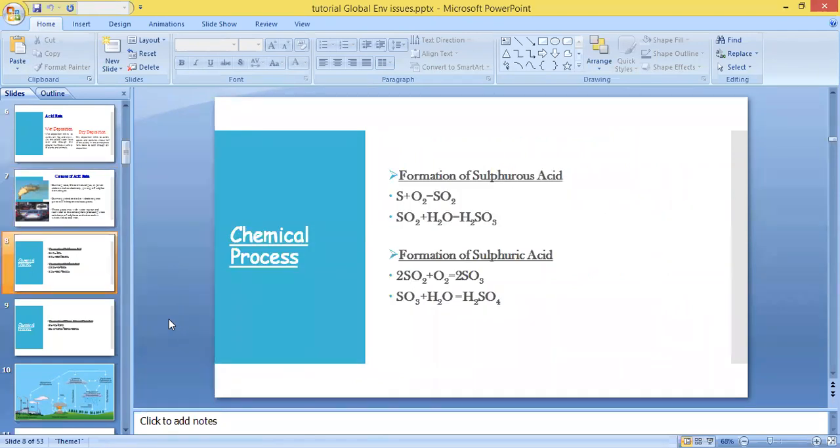Now, formation of sulfurous acid. So how is it formed? S, that is sulfur, plus oxygen gives SO2. And SO2, when it reacts with H2O, gives rise to H2SO3.